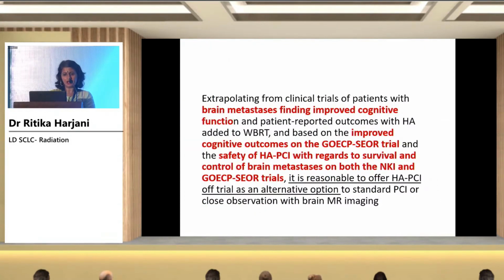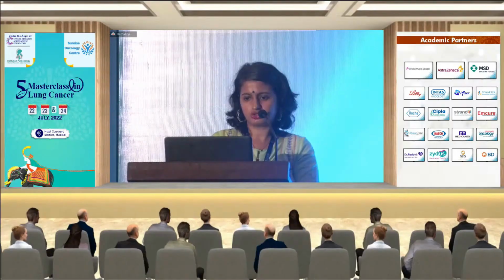So with this, the guidelines say that, considering that we know hippocampal avoidance improves cognitive function in brain mets, and we have one randomized trial showing improvement, and both the trials, very importantly, did not show any difference in the incidence of brain mets, it is reasonable to offer hippocampal avoidance prophylactic cranial irradiation as an alternative approach. Thank you.